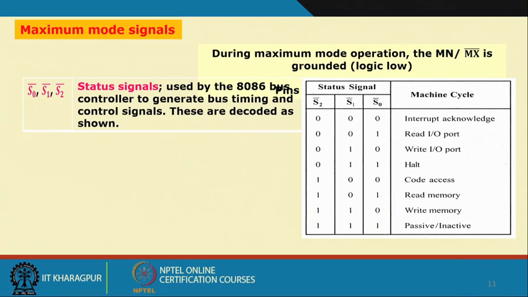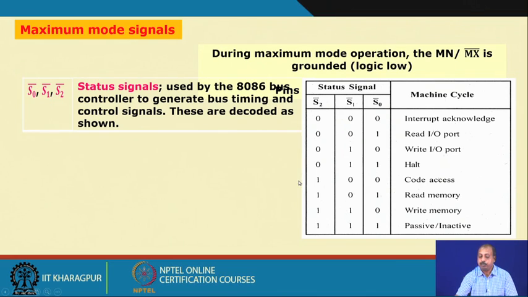Then in the maximum mode of operation, we have the status signals S0, S1 and S2. During maximum mode, this MN/MX bar line is grounded, and S0, S1, S2 are the status signals, and they work like this. When it is 000, this is an interrupt acknowledge cycle. 001 is read IO port, 010 is write IO port, 011 is halt. So these are different types of access.